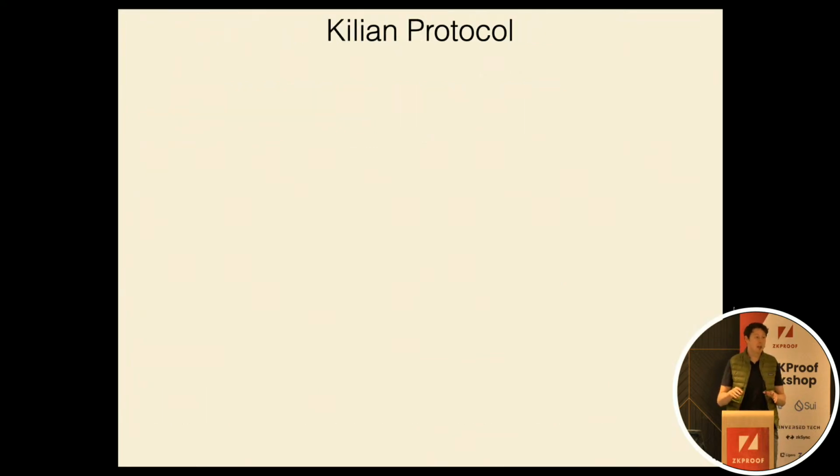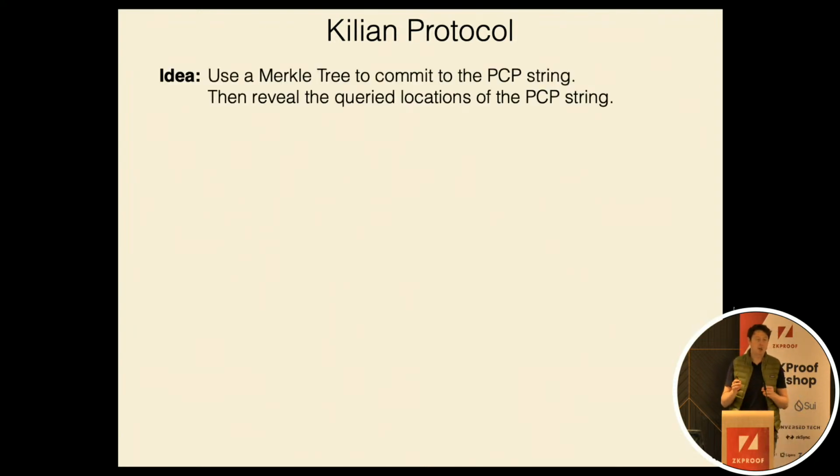Okay, this was Kilian's protocol, the first succinct argument design, and to this day it remains the simplest, using a simple function called a Merkle tree. I'm sure most of you have seen Merkle trees before. To take a long string, pairwise hash it down into a single root so that you can then reveal parts of the long string without revealing the entire string.